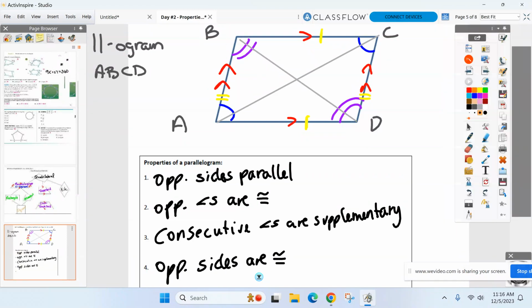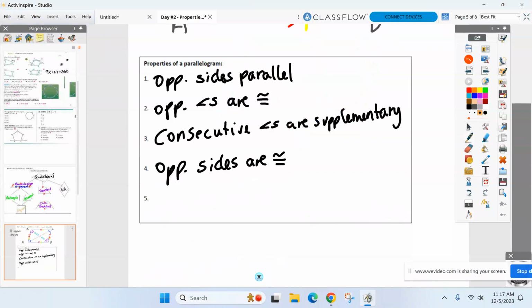And let me help you out with this last property. When both diagonals are drawn in, there we go, they bisect each other. So in a parallelogram, diagonals bisect each other. They are not congruent. They bisect each other. That is it.